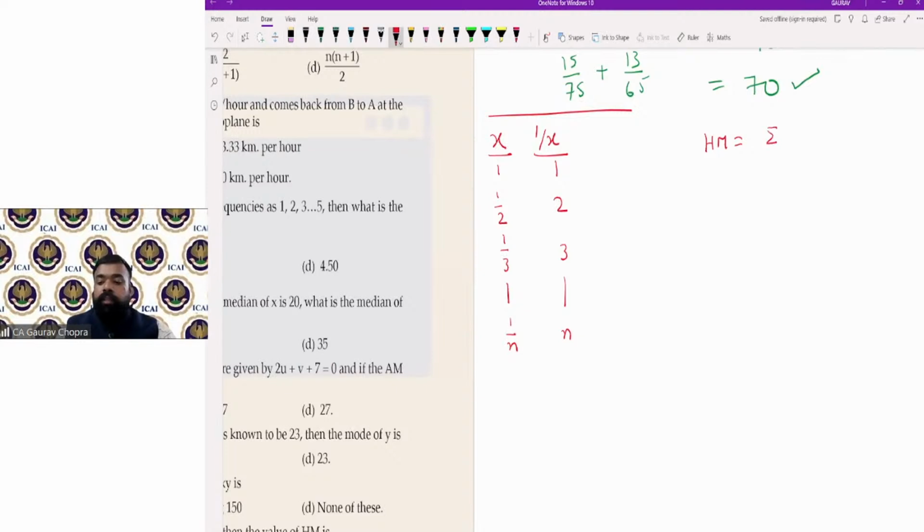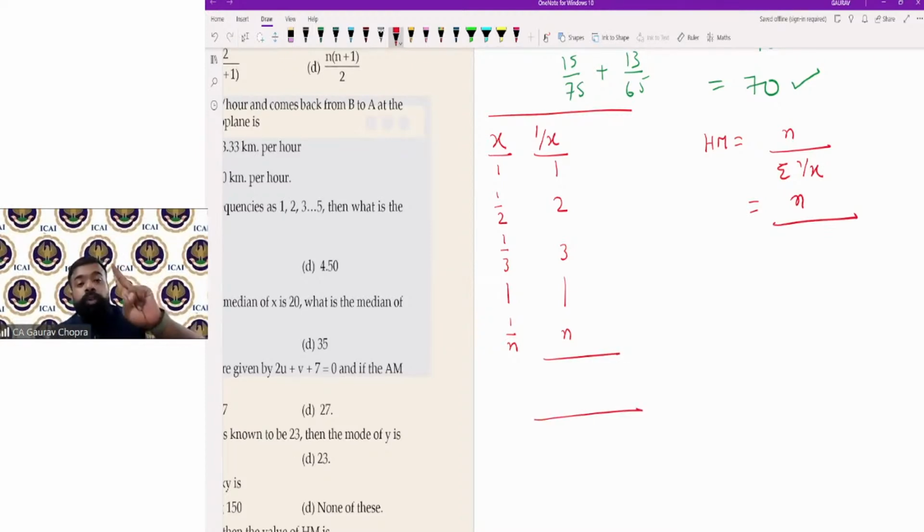Sigma n, n divided by sigma 1 upon x. So what is n here? Number of observations are n. Divide by the total. Now what will be the total? 1 plus 2 plus 3 and so on up to n.